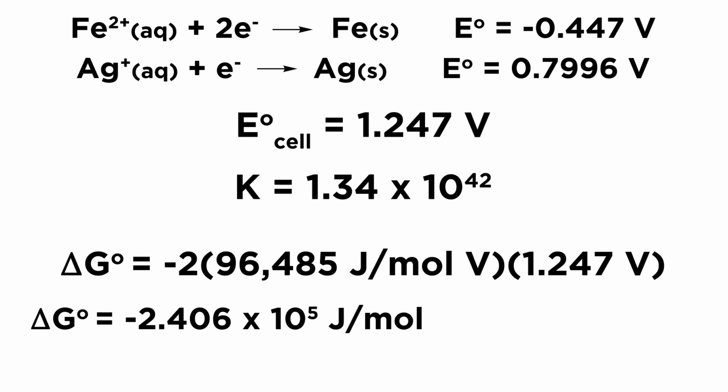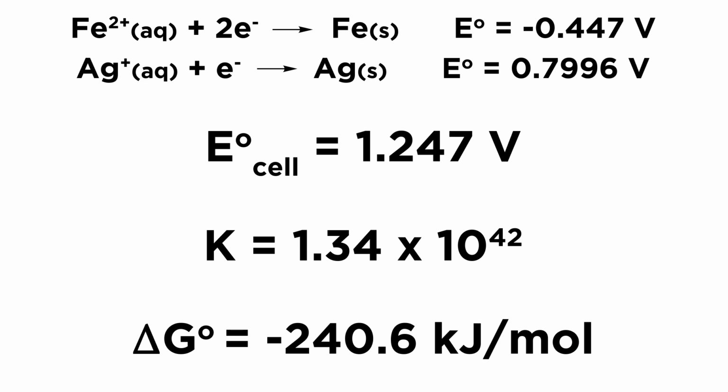And so the standard free energy change is going to be equal to negative 2.406 times 10 to the 5 joules per mole. And then we more typically report these values in kilojoules per mole, so we can divide by 1,000 and we get negative 240.6 kilojoules per mole. So those are the values that we got for the cell potential, the equilibrium constant, and the standard free energy change.